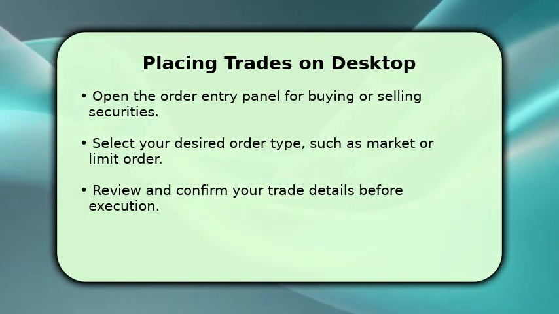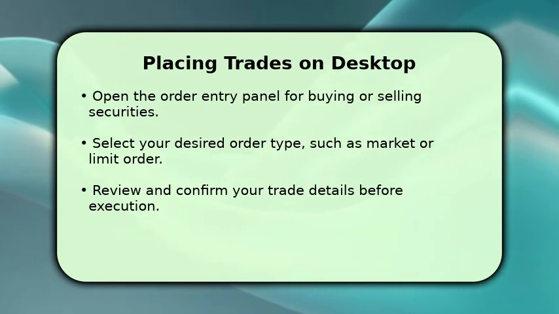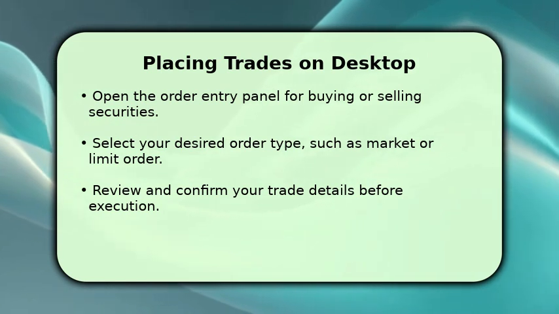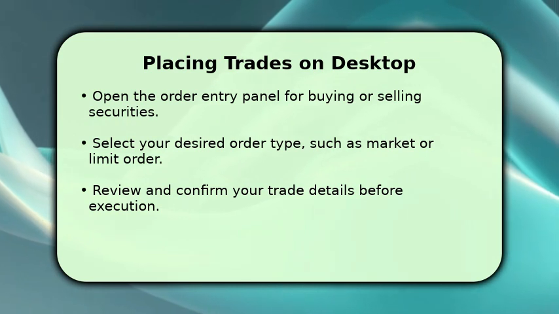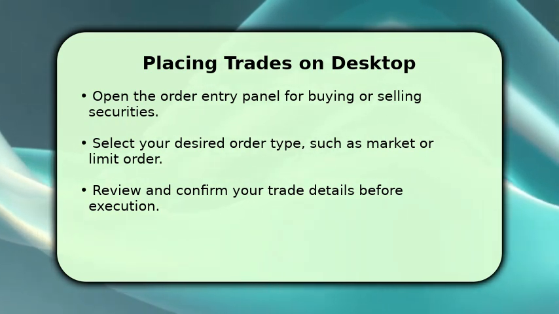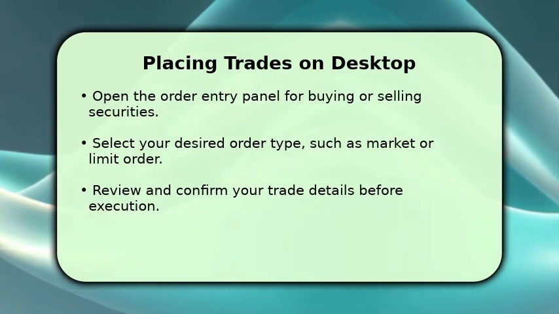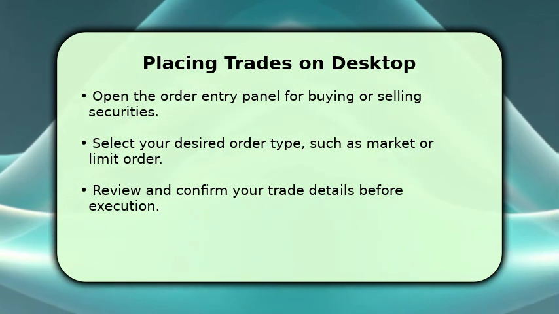Placing a trade on Webull desktop is straightforward. Locate the order entry panel, typically found on the right side or as a customizable widget. Here, you can select the stock or option you wish to trade, choose your order type, like a market order for immediate execution or a limit order for a specific price, and specify the quantity. Always double-check all the details before confirming your trade to ensure accuracy.